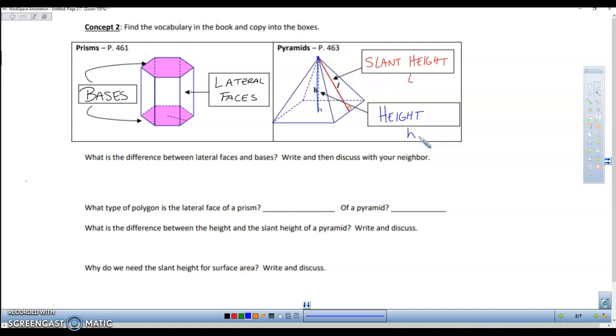What type of polygon is the lateral face of a prism? Lateral faces of a prism, and I should say a right prism, because if we're dealing with an oblique prism, they would be parallelograms. But if they're right prisms, it's a rectangle. And of a pyramid, triangles.